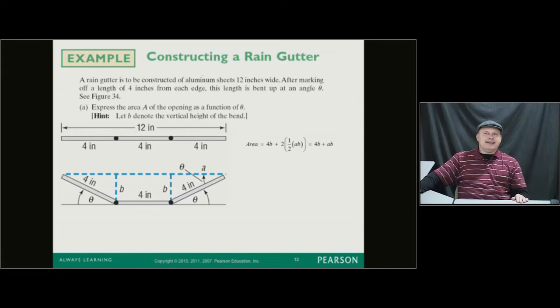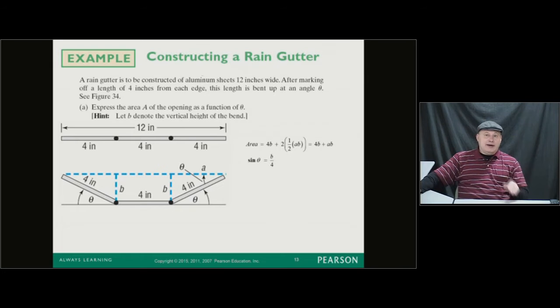So do the math and clean that up a little bit, and that's going to be 4B plus AB, because we're going to add those up. We're finding the area of the rectangle plus the area of the two triangles. So it's 4B plus AB.